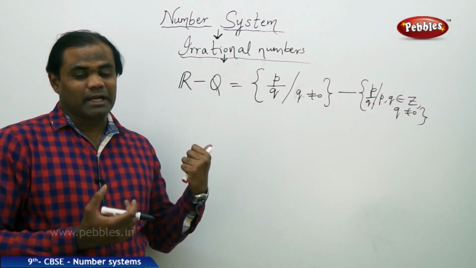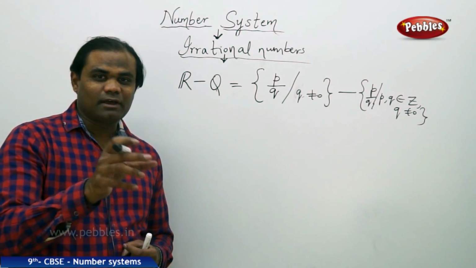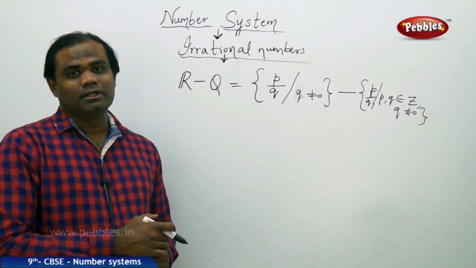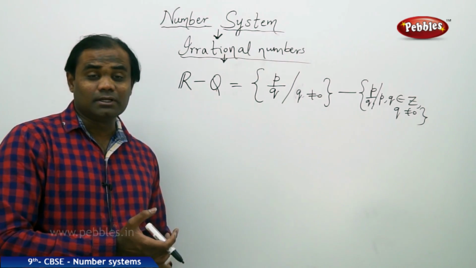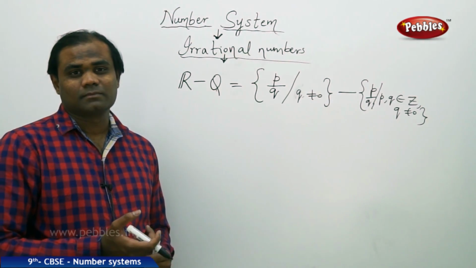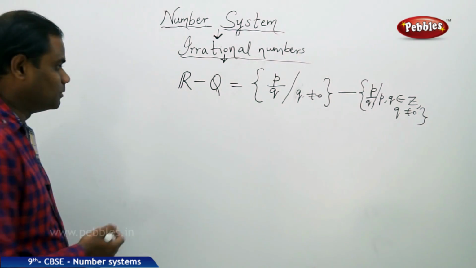Before we try to identify the irrational number, the easiest concept is to identify for the given number whether it is a rational number or not. If the number is a rational number, it is not irrational. If the number is not a rational number, then it must be an irrational number, is how we understand. Let's start with an example problem.